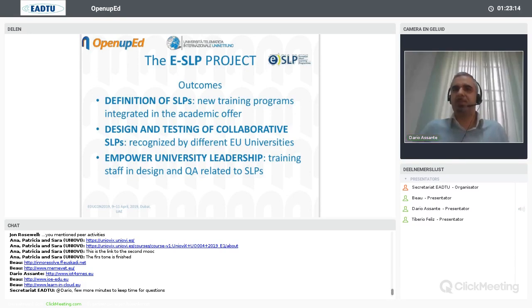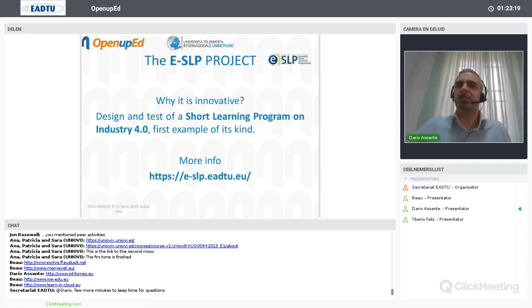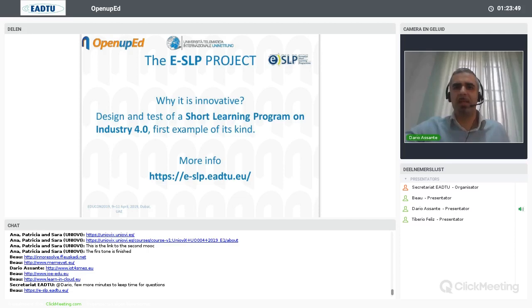Such a project is not specifically on digital skills, but since there will be different pilots, we proposed as UNINETTUNO to realize a short learning program specifically on Industry 4.0. So it will be the first example of its kind, since the SLP model itself is a new methodology. So it will be interesting to test and to carry out the pilot.